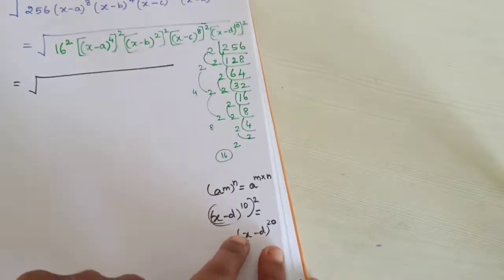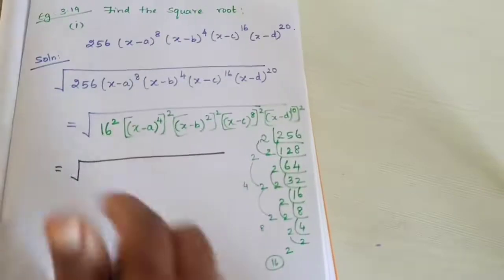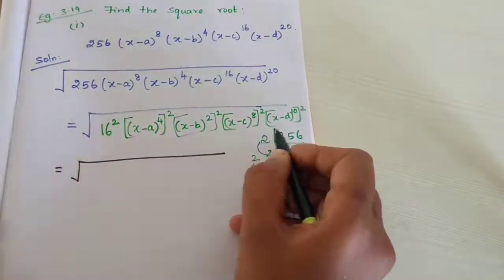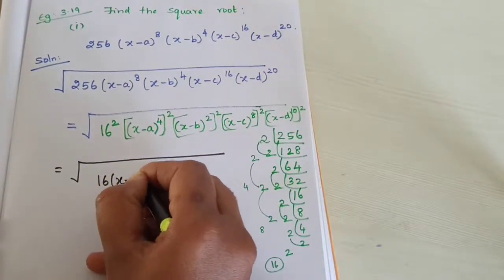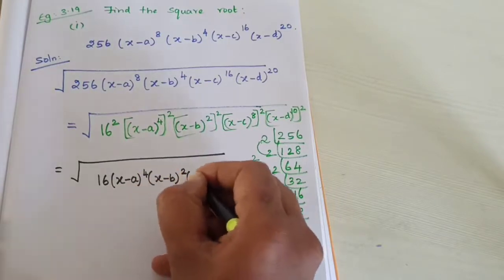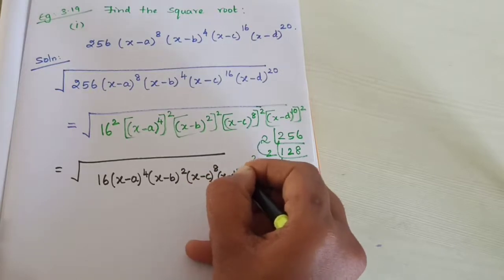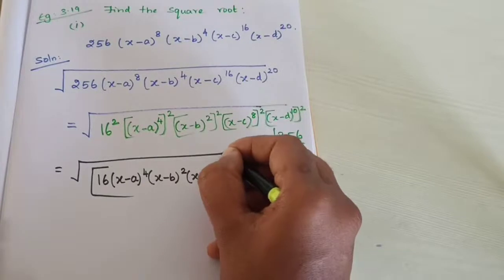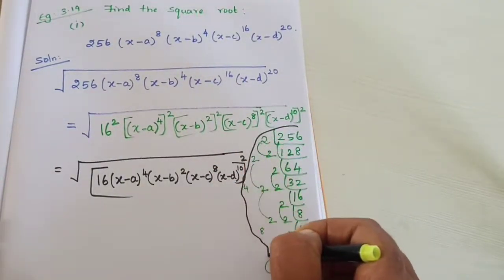So this way the term is given like this. We are just splitting like this. Okay, listen. Here, except the square terms, we are writing the lower terms, the in-between terms. That means 16 into (x − a)^4, (x − b)^2, (x − c)^8, then ((x − d)^10) the whole raised to 2. Is it correct? See, there is a little bit of confusion here.